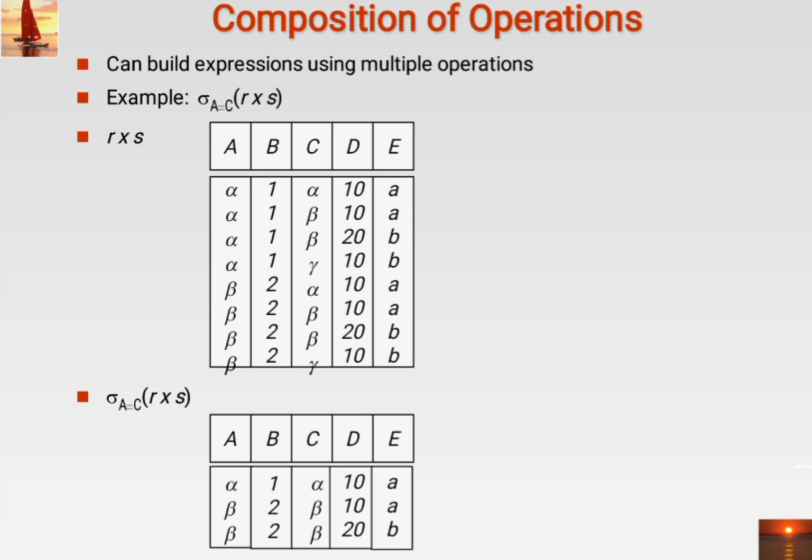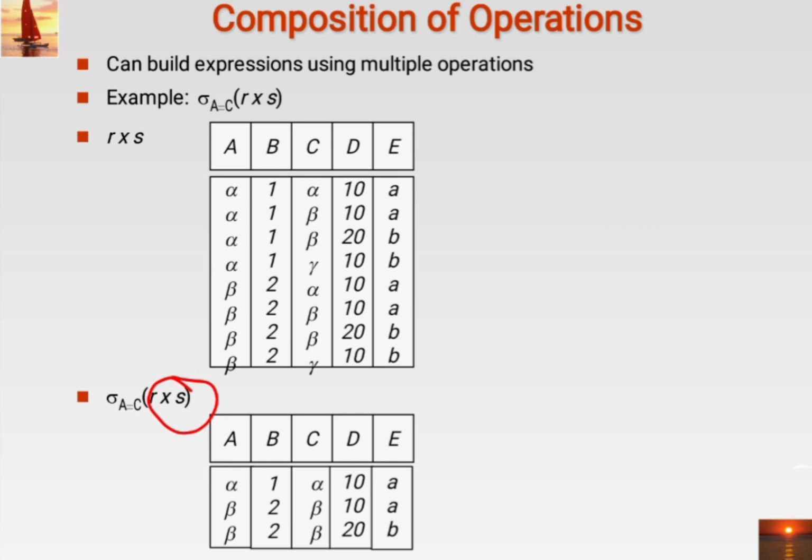There are composite operations, which are combinations of operations. You can see one example I have taken here. What I am going to do is, I want to select A equals C from R cross S. That means first of all I need to do the R cross S, the Cartesian product first, and then I need to select, right? So R cross S we already have.